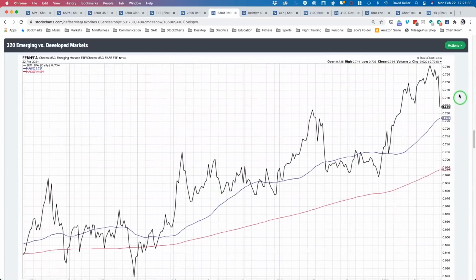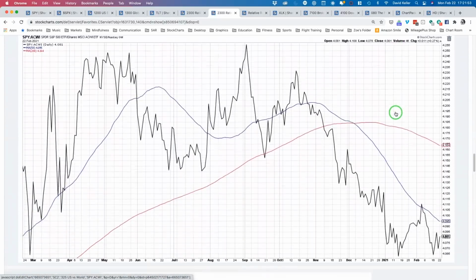Now we're getting into some non-US markets very quickly. EM over EFA. We can see for the longest time EM has been doing very well. Just in the last week, we're seeing a bit of a mean reversion in that ratio. So overall, the long-term trend has been favoring emerging markets on the strength in commodities. That ratio is coming down a little bit.